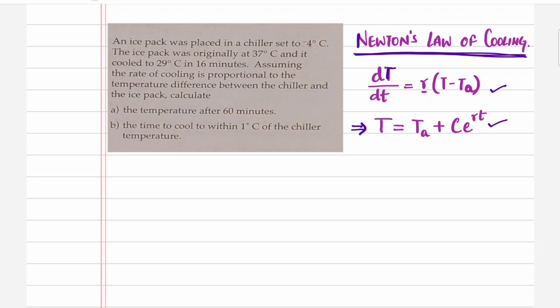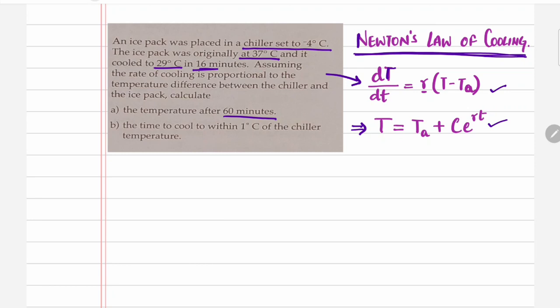An ice pack was placed in a chiller set at 4 degrees Celsius. The ice pack was originally at 37 degrees Celsius and it cooled to 29 degrees Celsius in 16 minutes. Assuming that the rate of cooling is proportional to the temperature difference between the chiller and the ice pack. So this line is actually just the law of cooling. Calculate the temperature after 60 minutes.